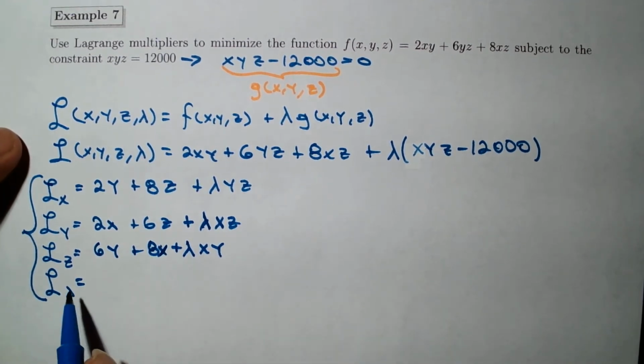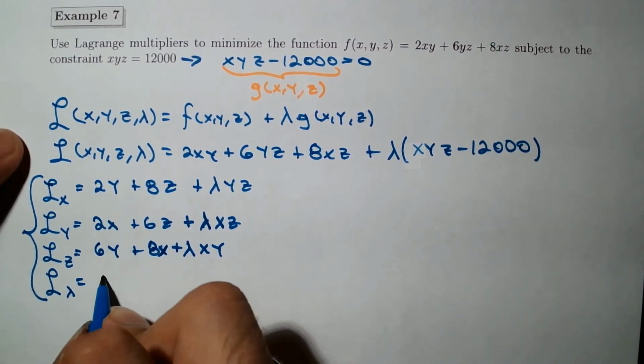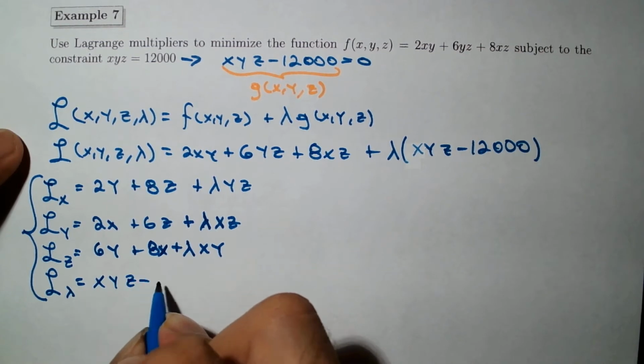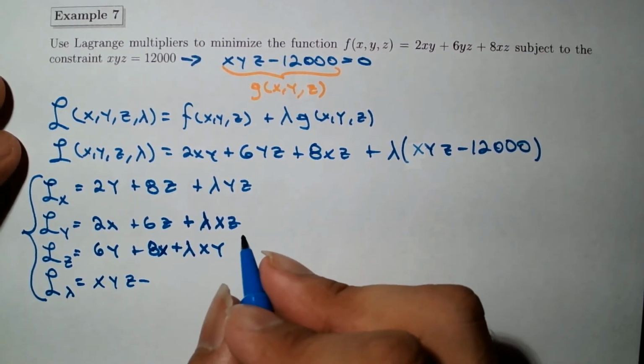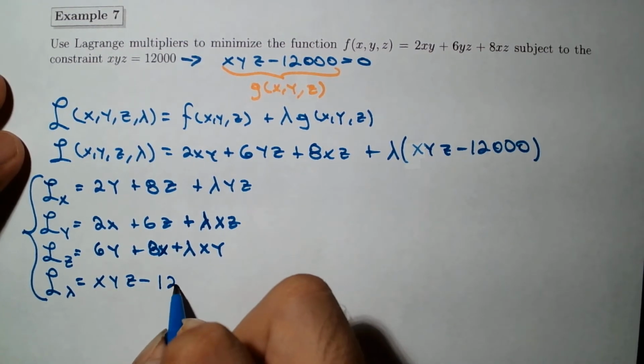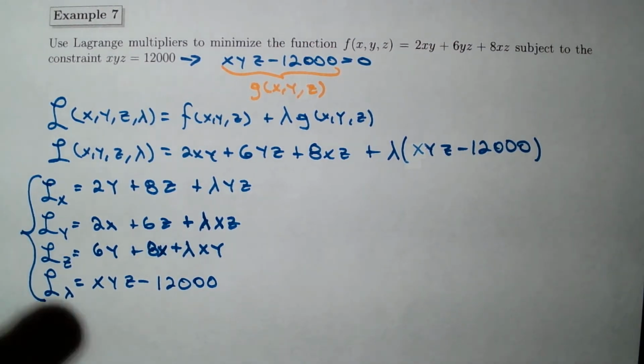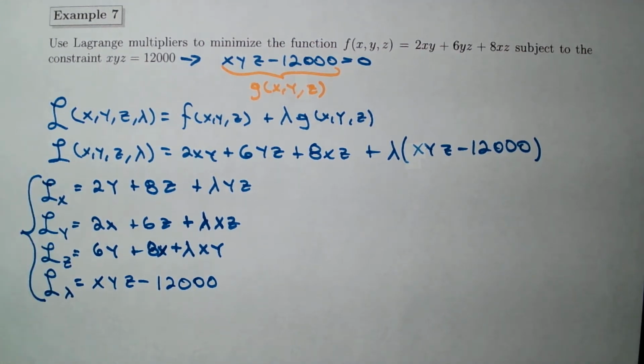And finally, the partial derivative of the Lagrangian with respect to lambda will be no other than the constraint here, xyz minus, actually, minus 12,000, not lambda. Alright, so how are we even going to solve this? Because look at this, we have more variables, we have more equations.